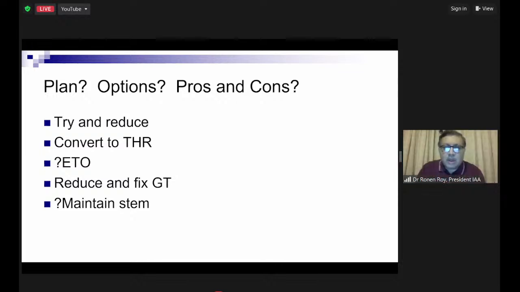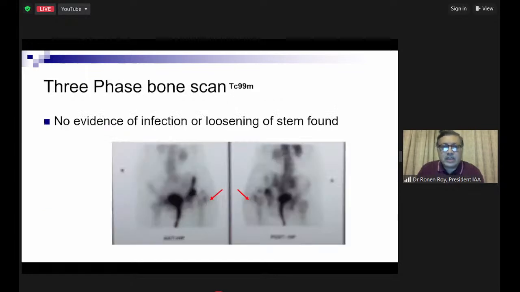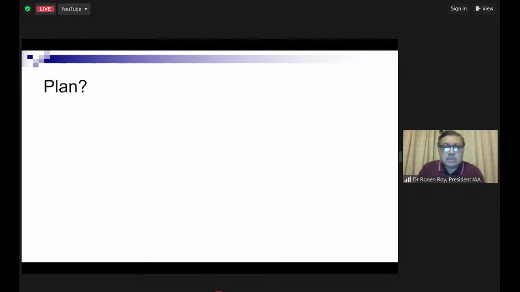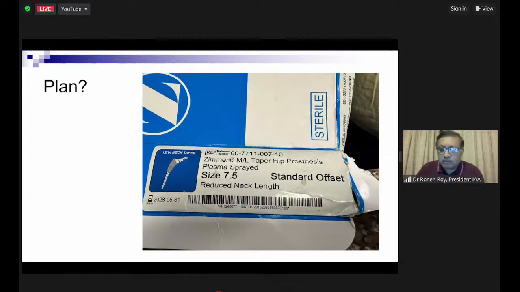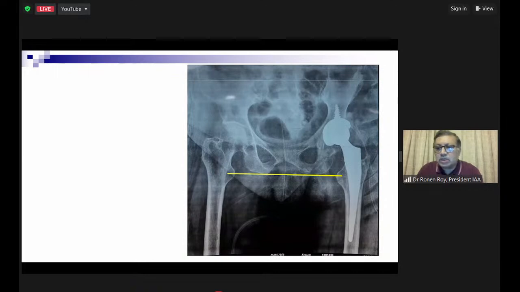Right. Well, we decided that we'd maintain the stem because the three-phase bone scan showed no evidence of loosening. And to do an exchange on this lady would have left very little of her bone. So we checked for the taper, made sure that we had the correct size taper available for the head. And we just did an exchange, and this is what we did.